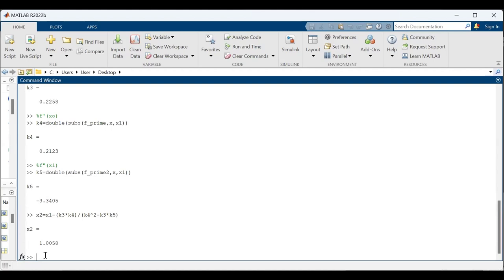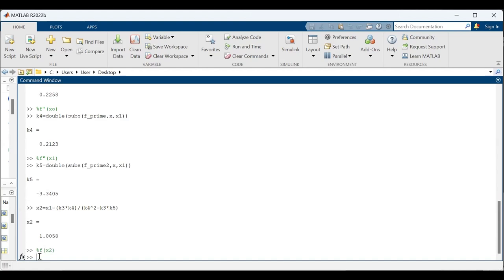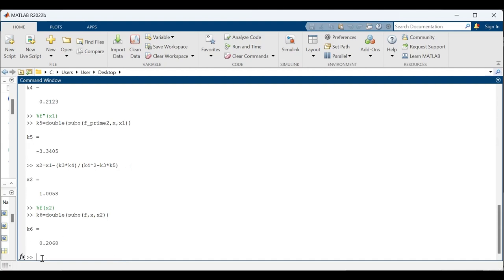What's the next thing we are getting now? Okay, so f of x2, right? So we're done with this iteration. So let's get f of x2. I'll call it k6. So I'll repeat the same command. This time around I'm using x2, and then closing here, of course. So what's the value I'm getting? I'm getting that at k6.